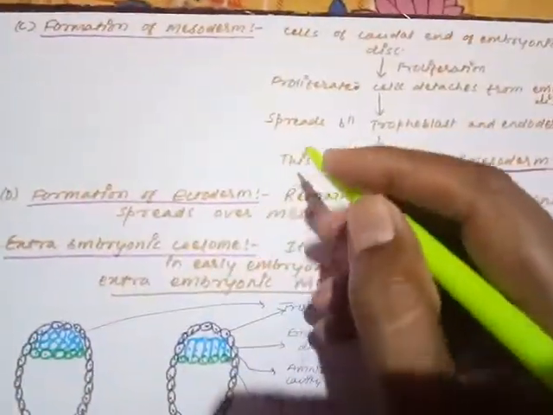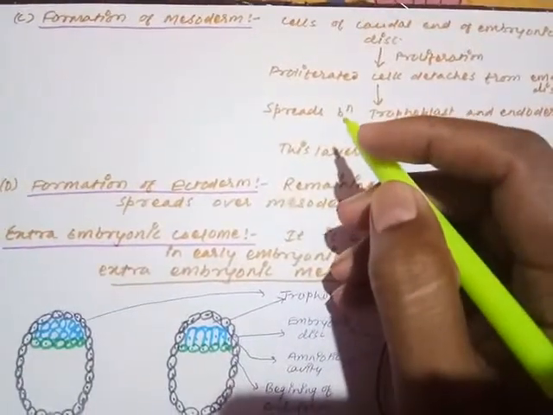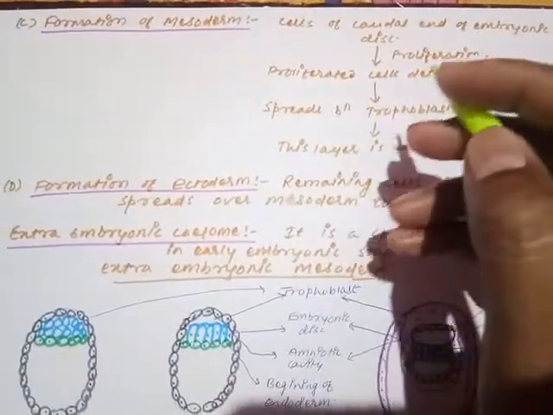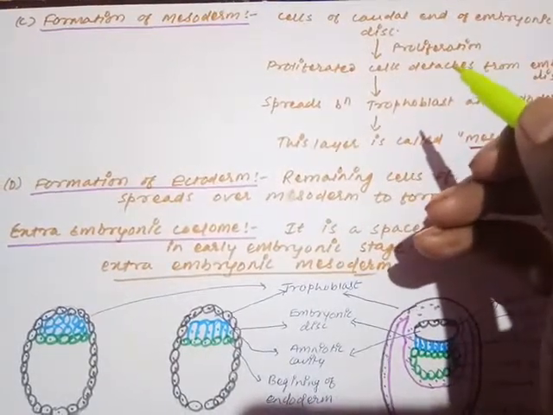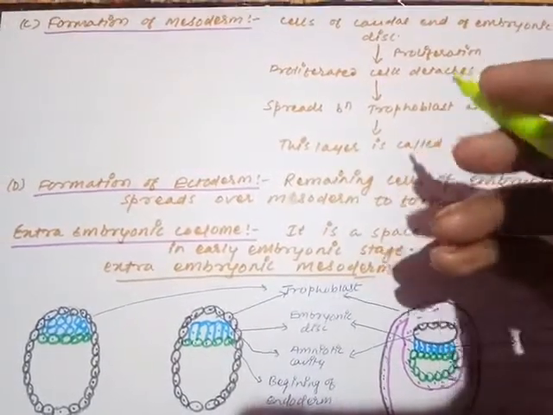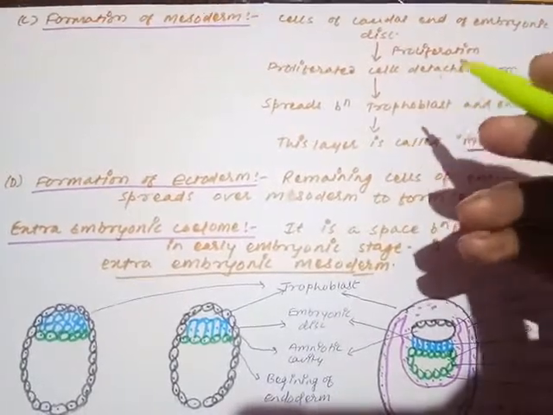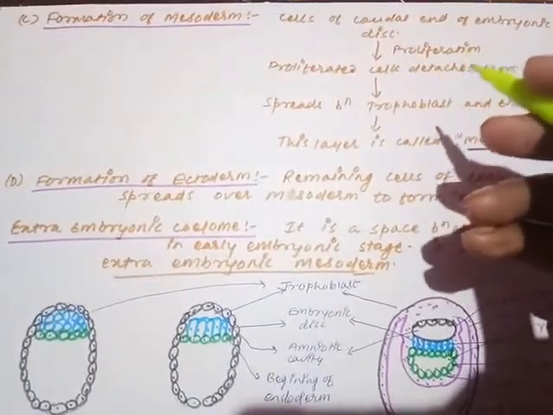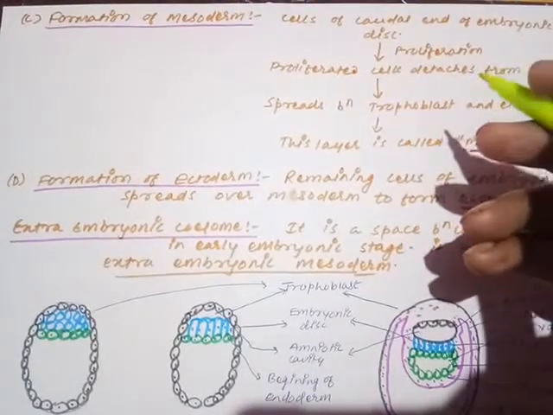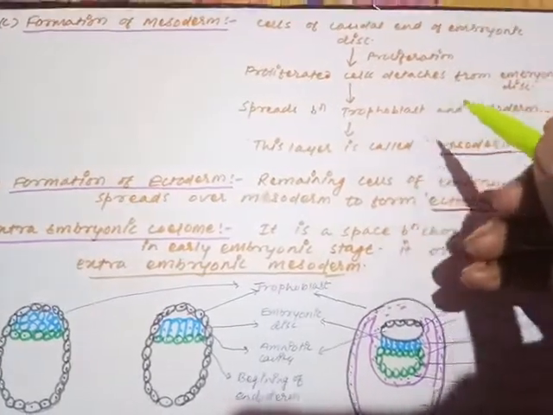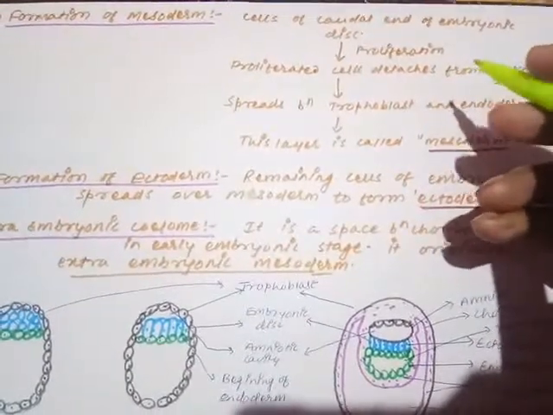Now the next one is the mesoderm layer. How is the mesoderm going to form? The embryonic disc is now produced. The embryonic disc will take charge of the formation of ectoderm and mesoderm only. So the hind region of the embryonic disc, or the caudal region, the posterior region of the embryonic disc, will start the process of proliferation.